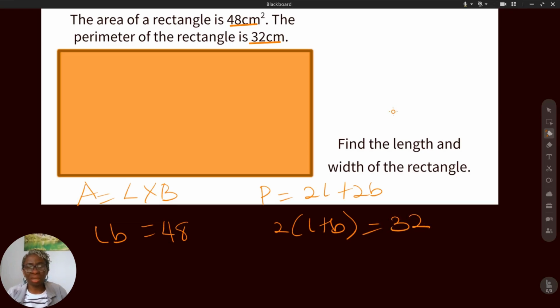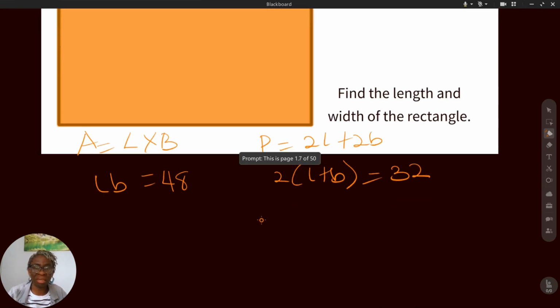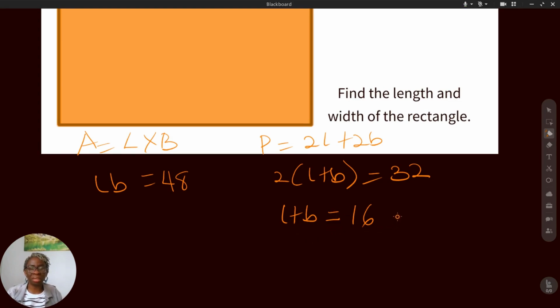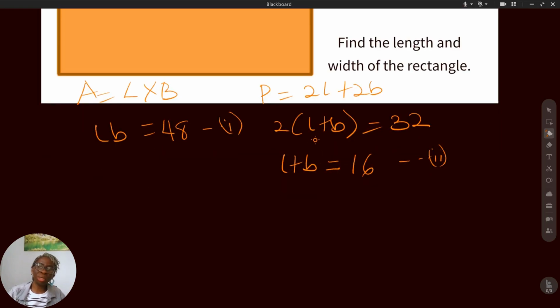That's the perimeter. So now let's start by simplifying this one. This means length plus breadth will be 32 divided by 2. That will be 16. So if length plus breadth is 16, this is one equation. Length times breadth is 48, and this is another equation. Length plus breadth is 16. So now let's solve this simultaneously. Which one should we do? First, let's start with this.